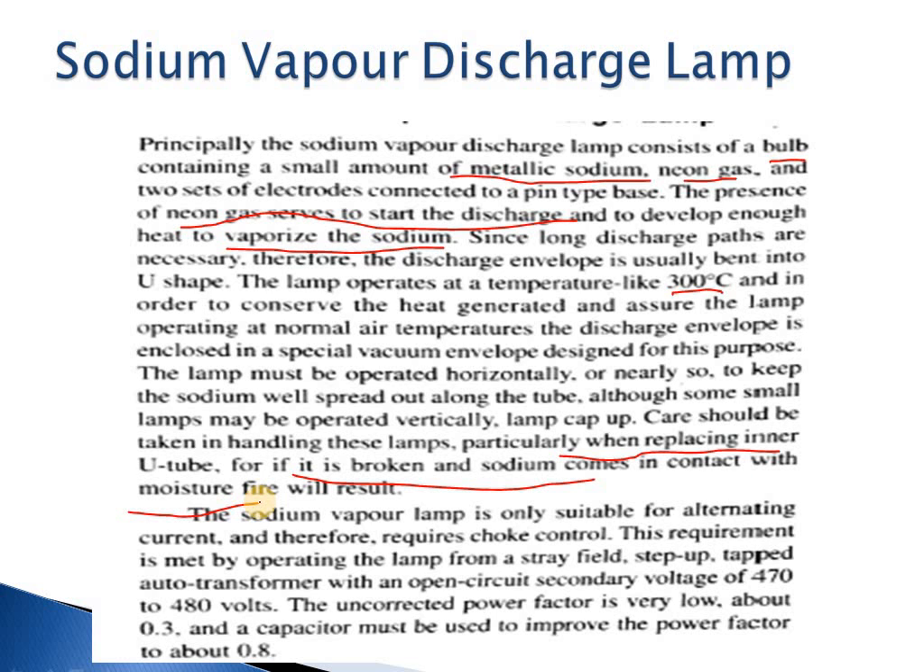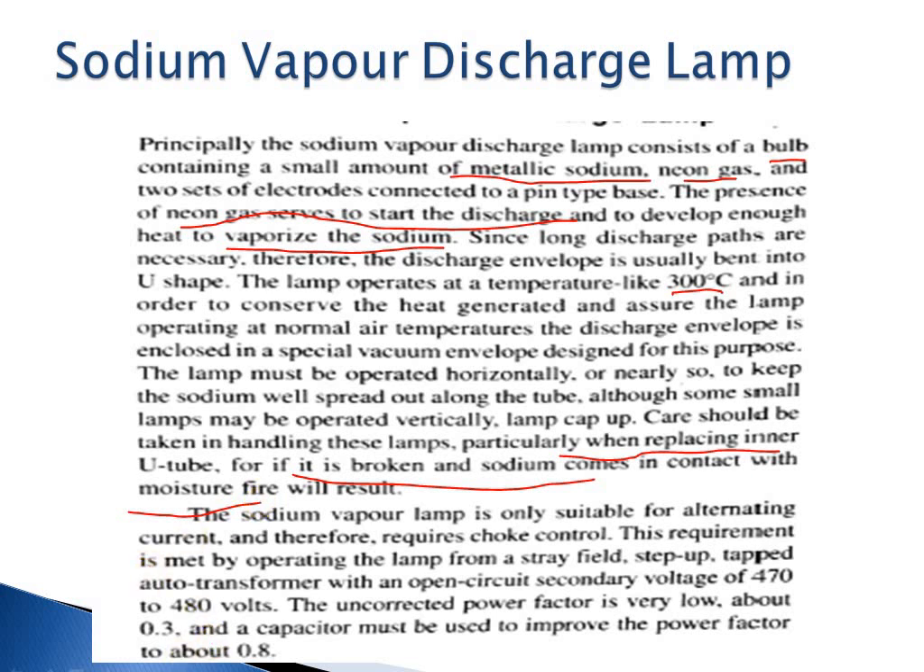That means for operating the sodium vapor lamp, we definitely need an AC voltage and also an autotransformer with an open secondary voltage of 470 to 480 volts. The basic requirement for the sodium vapor lamp is an autotransformer whose secondary side is open and creates 470 to 480 volts.